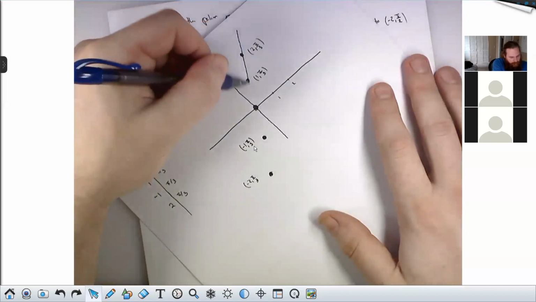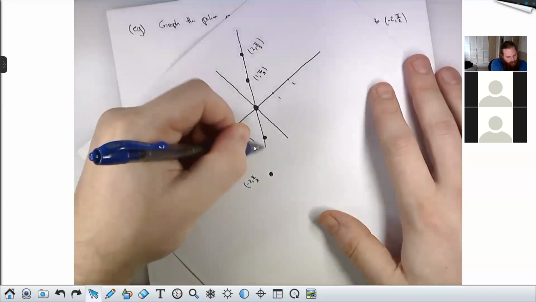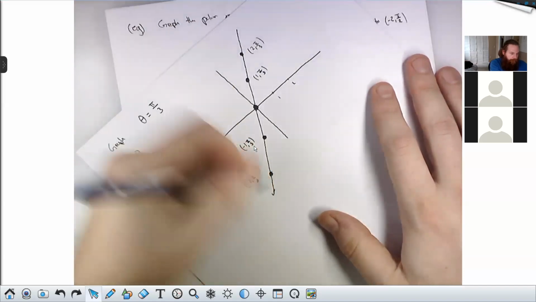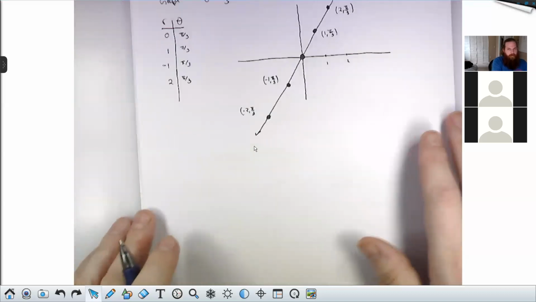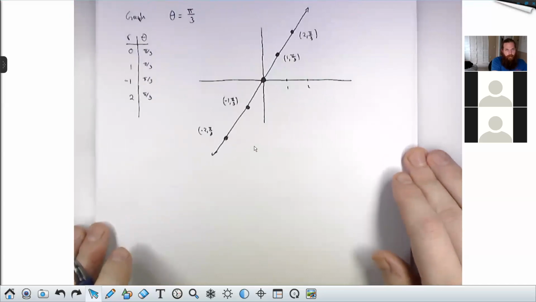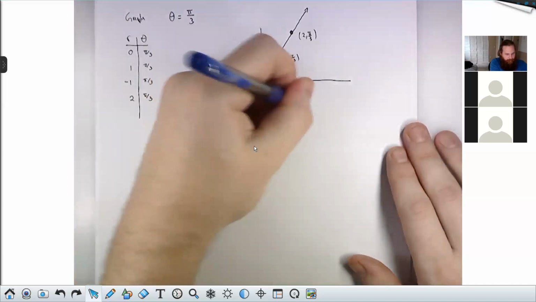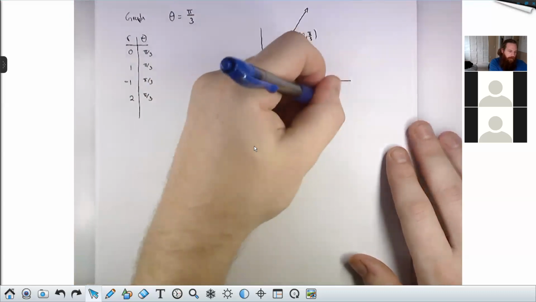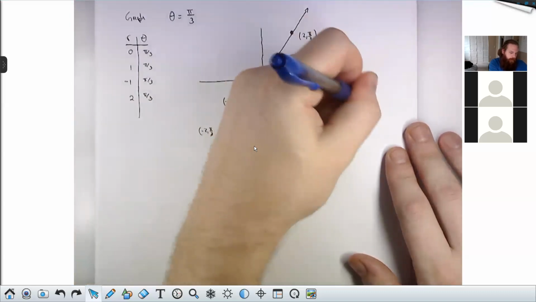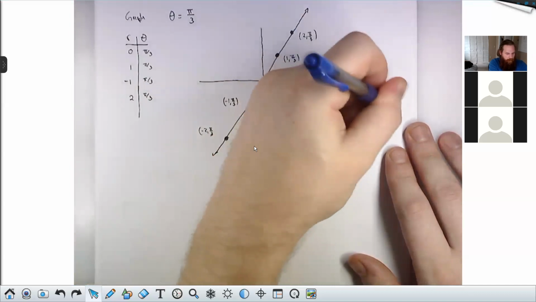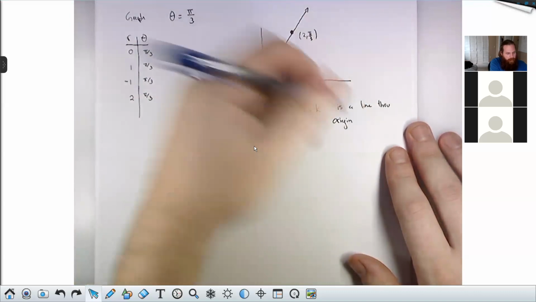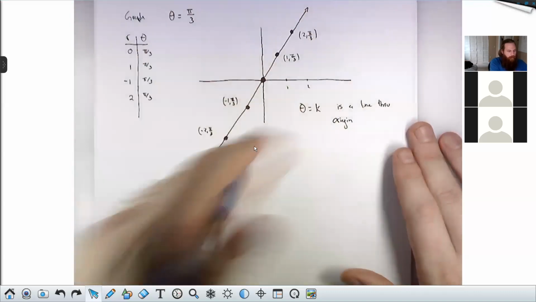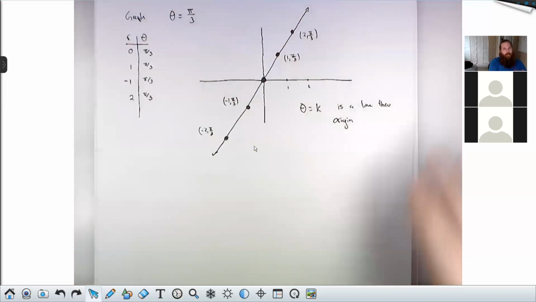You can see what this is, right? This is a line through the origin whose angle with the positive x-axis is pi over 3. So theta equals a constant is a line through the origin. Theta isn't the slope, it's the angle that that line makes with the positive x-axis, but we'll just say it's a line through the origin. All right, that knocks out the two obvious things, the constant functions.